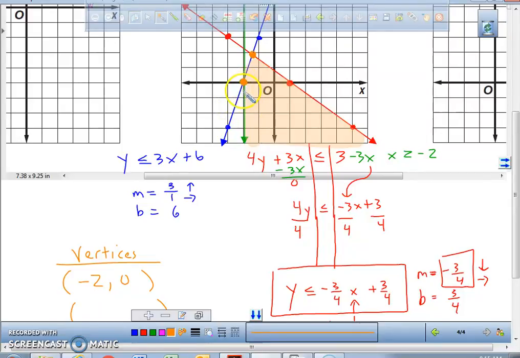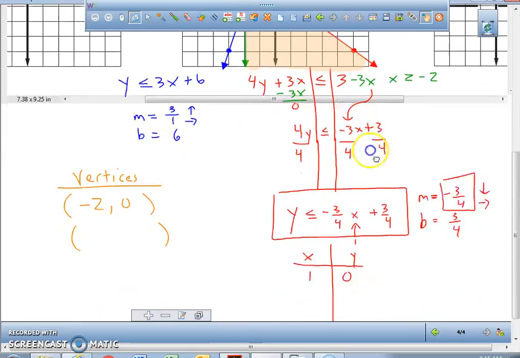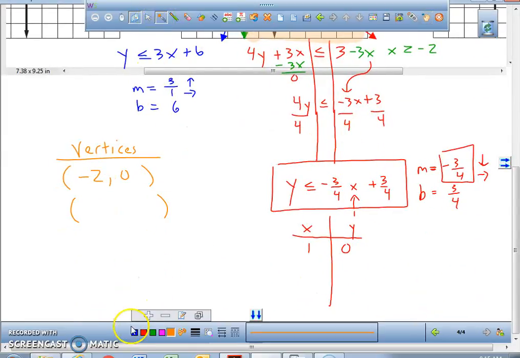Where do we have to find the point of intersection? What two lines do we have to set equal to each other? The red and the blue. See how the red line and the blue line, they cross right here? So right now, let's look at our equations for the red and the blue.